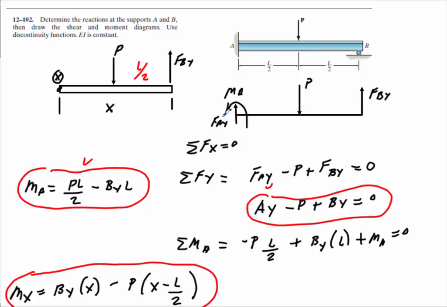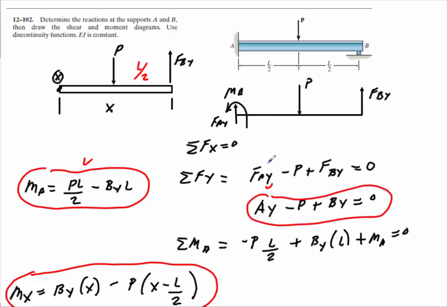Now this problem is a little unique in that you can't just make the assumption you can take the moment at A, set it equal to 0, and solve for B, because when you have a cantilever beam, you're always going to have a moment. So that's why the free body diagram is going to look like this here, where you have a moment at A.